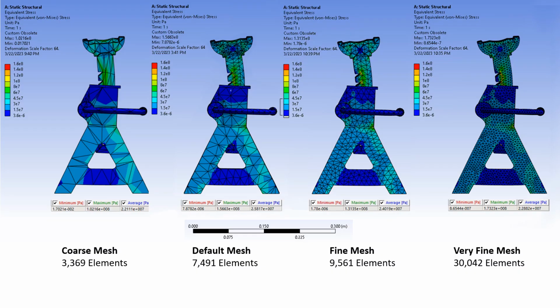A mesh convergence study was performed with 4 different sizes of mesh by plotting von Mises stress. A coarse mesh, fine mesh, and very fine mesh were created by a variety of mesh element size definitions to the default mesh created by Ansys. 3,369 elements were used for the coarse mesh, 7,491 for the default mesh, 9,561 for the fine mesh, and 30,042 for the very fine mesh.